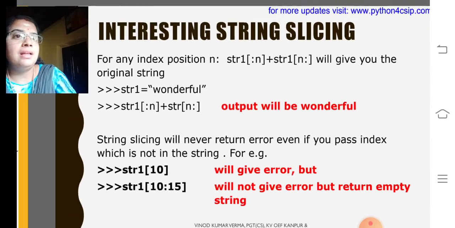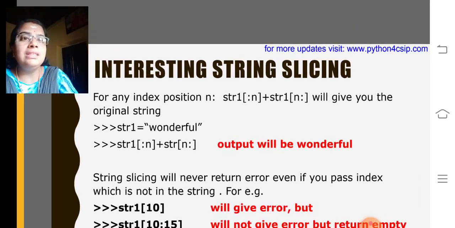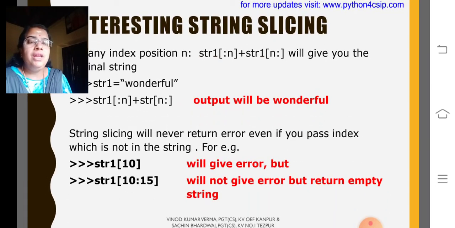My dear children, this is interesting string slicing. Using str1 colon n plus str1 n colon will give you the original string. That is, if you take "wonderful" and get str1 colon n plus str1 n colon, it will output "wonderful". String slicing will never return an error. Even if you pass an index which is not in the string, it will not give any error but returns an empty string.